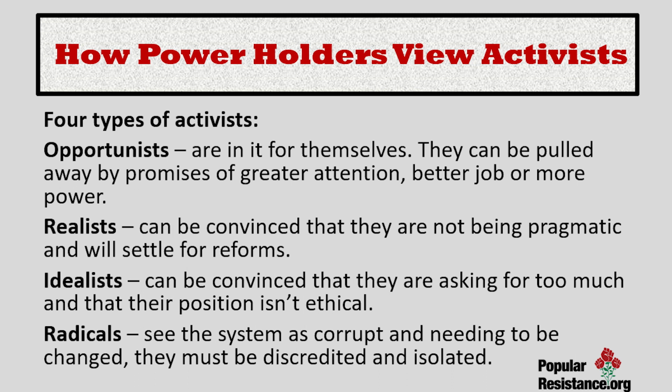The first category is the opportunist. This is someone who sees an opportunity for themselves to gain power, to gain prestige, to make money, to get attention, get a better job, to rise up in the world. An opportunist sees the movement as a chance to advance themselves.